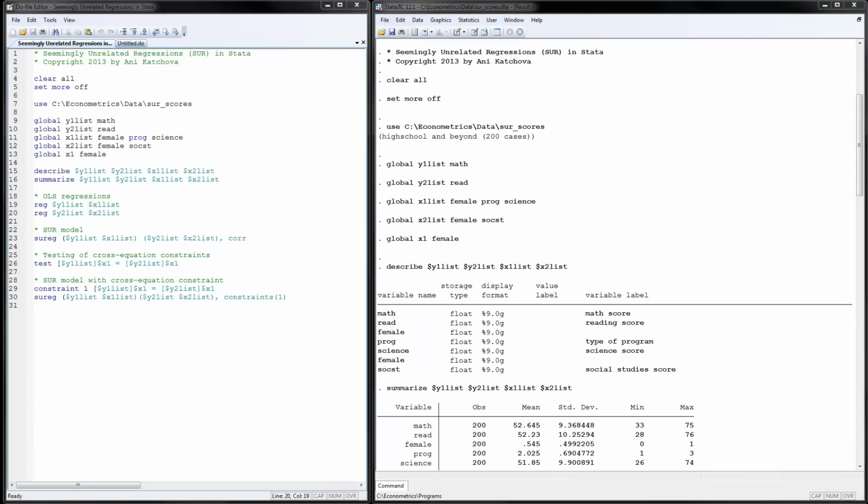I have opened up here the Stata program, which you can download from my website together with the data, and I have already executed it, so we see the results on the left hand side. So let's go ahead and open the data and take a look at it.